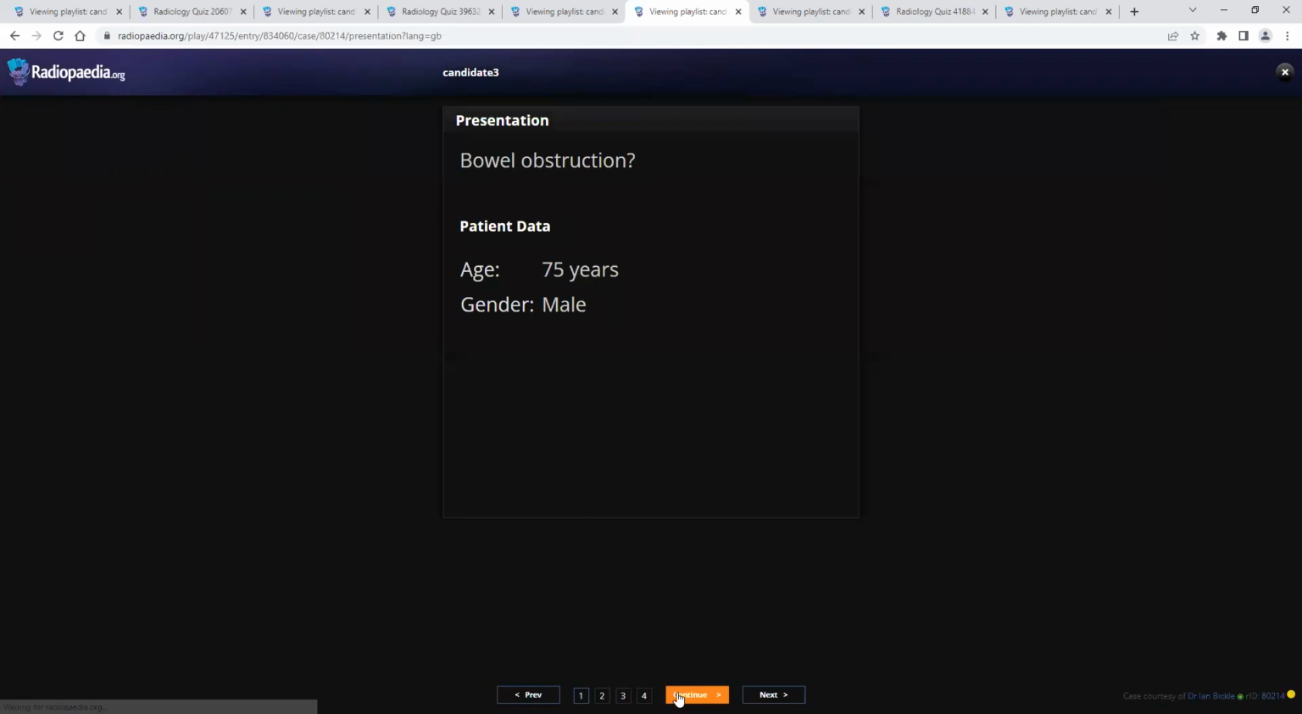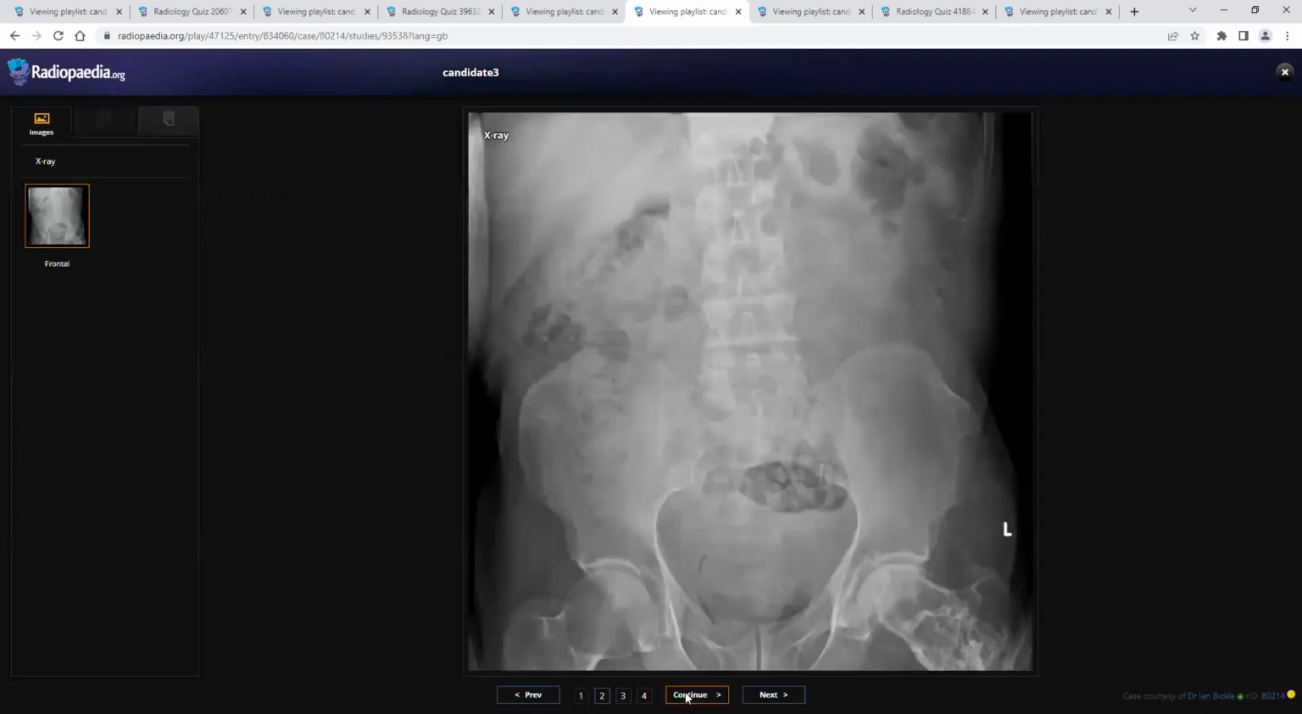This 75-year-old male presented with bowel obstruction. I am provided with the chest and frontal abdominal radiograph of a 75-year-old male. The bowel shows non-specific shadows, and I can see gas in the sigmoid and rectum as well.